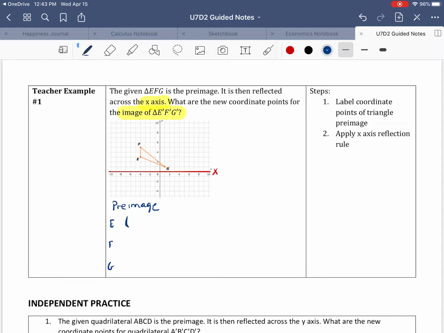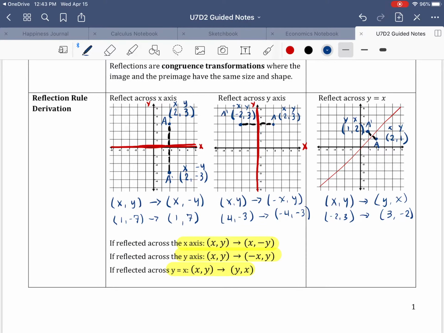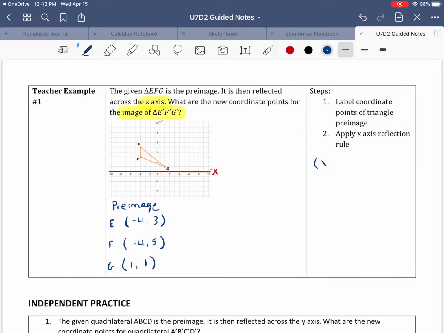So our pre-image point E is at -4, 3. Our pre-image point F is at -4, 5. And then our pre-image point G is at 1, 1. Now if we look previously, the rule for our x-axis is x, y goes to x, -y. So x, y goes to x, -y when it reflects across the x-axis.